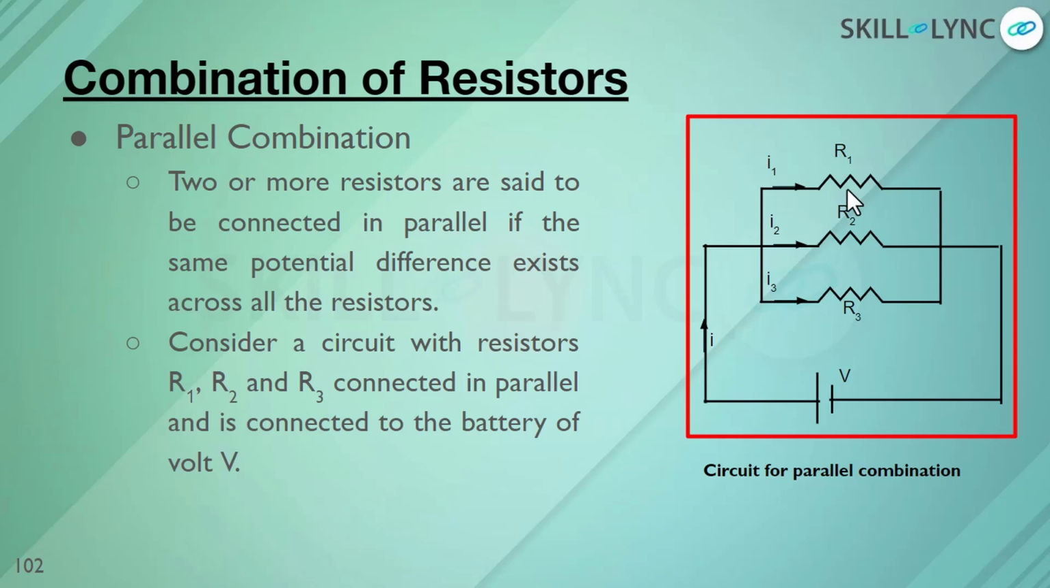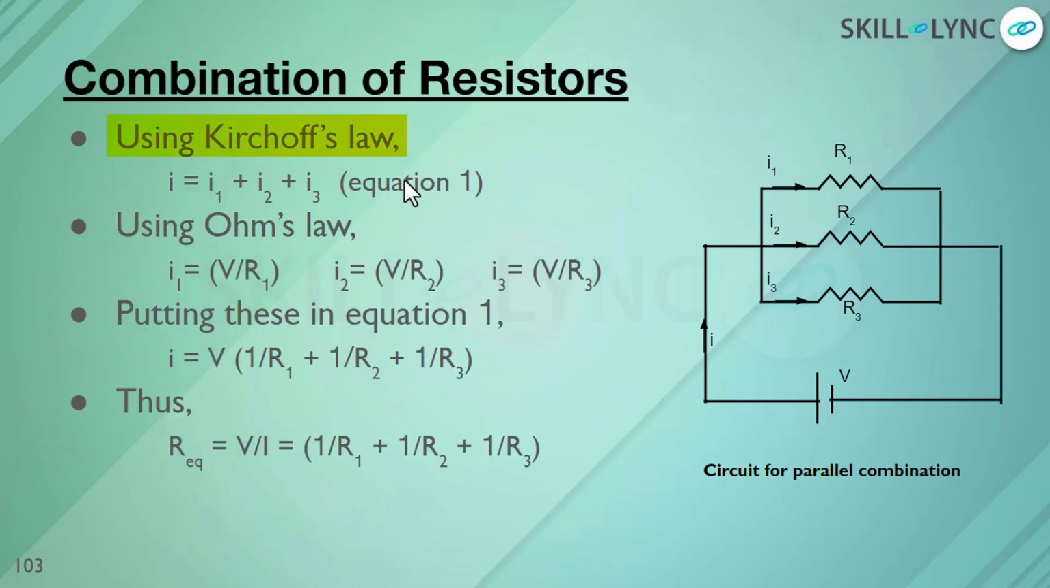We can also see there is a division in current I, where I1 is the current for R1, I2 is the current for R2 and I3 is the current for R3. Thus, using Kirchhoff's law, I is equal to I1 plus I2 plus I3. Let us give this equation a name, equation 1. Using Ohm's law, we can write I1 is equal to V by R1, I2 is equal to V by R2 and I3 is equal to V by R3.